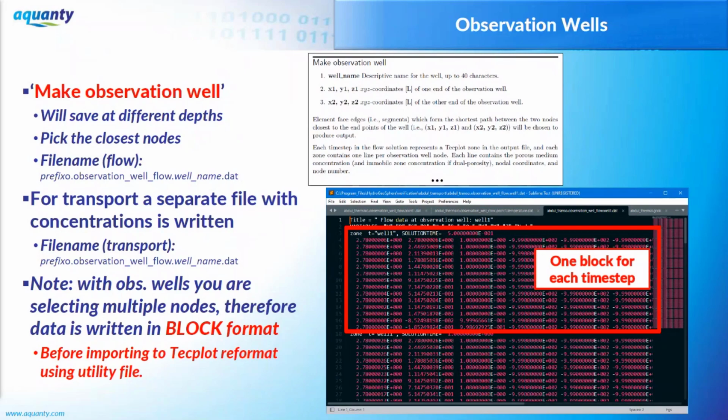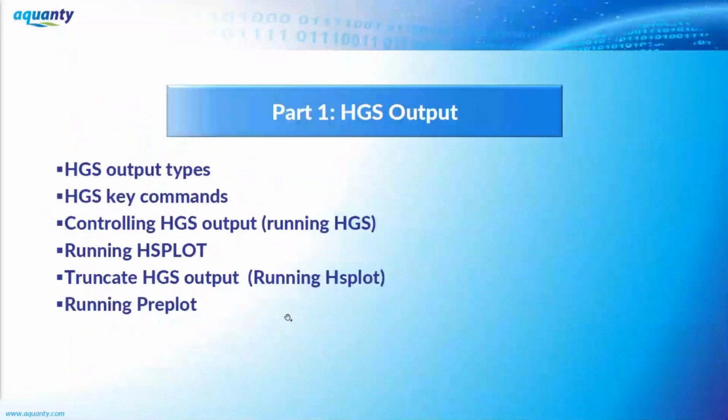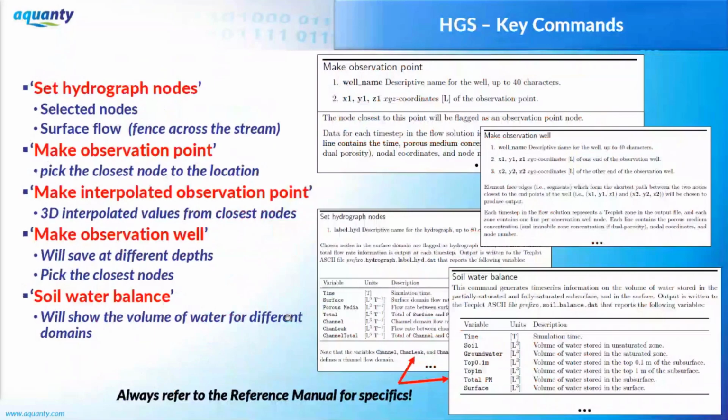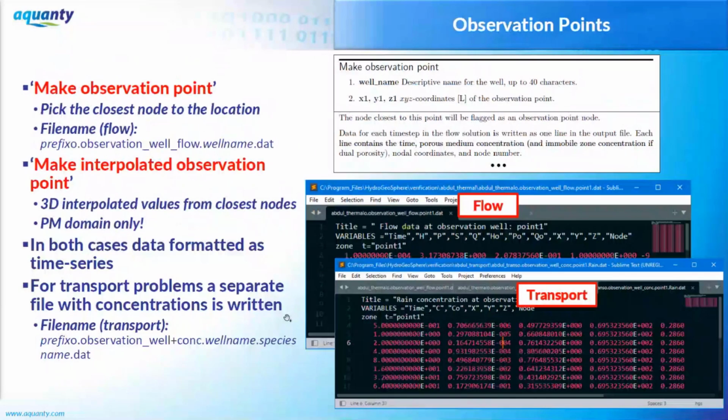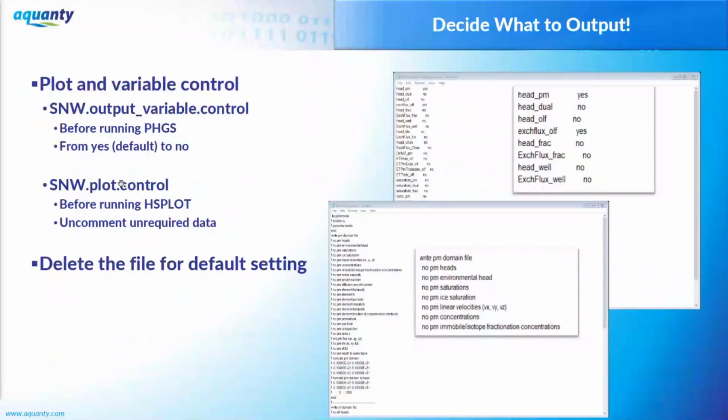No, it's actually an Hsplot, so it's a pre-processing command. Okay, so let's see. Yeah. Okay. So it goes here in the plot control. So it's after you run your HGS and you want to turn your HGS output into a Tecplot readable file. So it's only working on this portion.